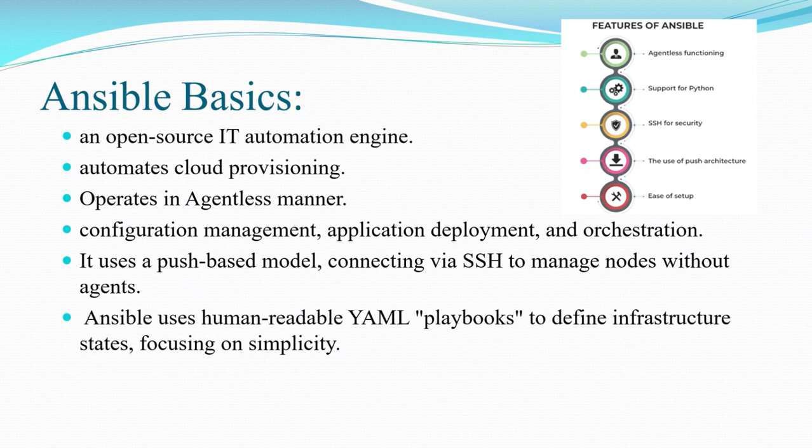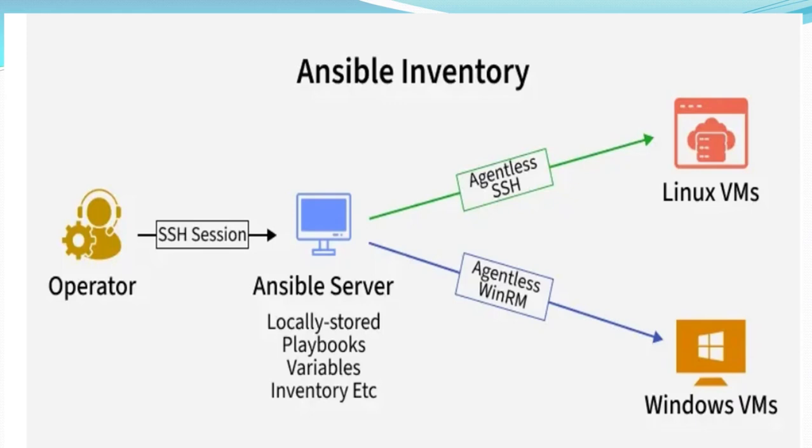Next, we will see what Ansible inventory is. This slide explains Ansible inventory, which is a list of all target machines managed by Ansible. The operator connects to the Ansible server using SSH, where playbooks and inventory files are stored. Ansible is agentless, so no software is needed on the target machine. It connects to Linux VMs using SSH and Windows VMs using WinRM. So inventory helps Ansible identify and manage multiple systems easily from a single server.